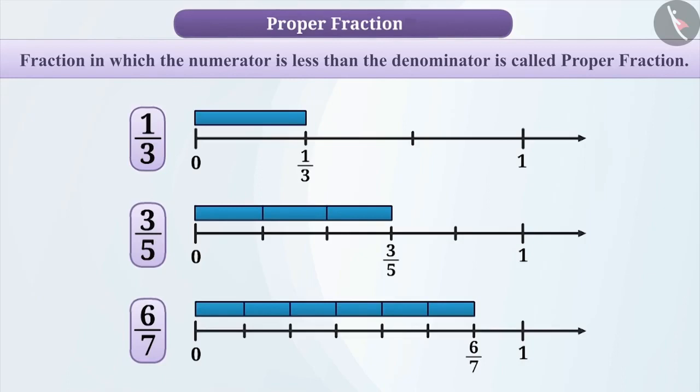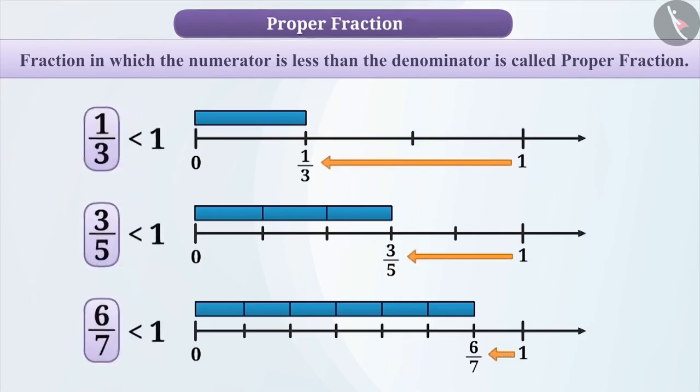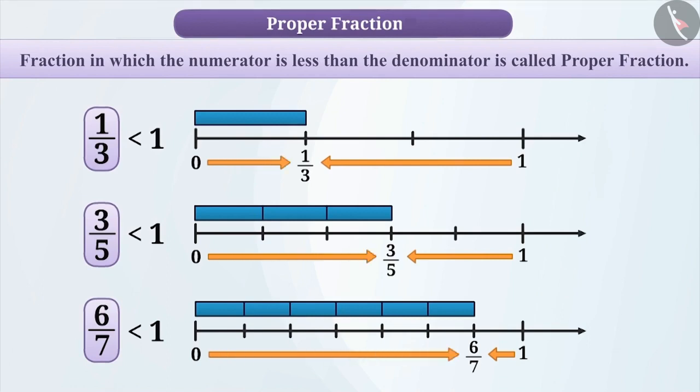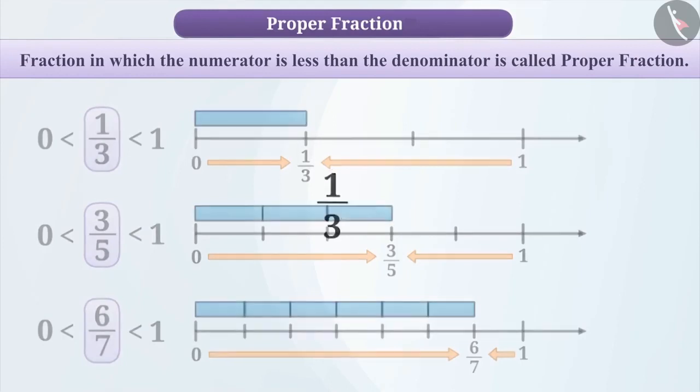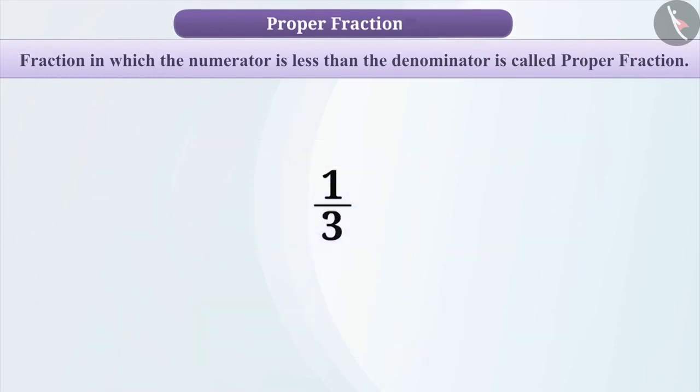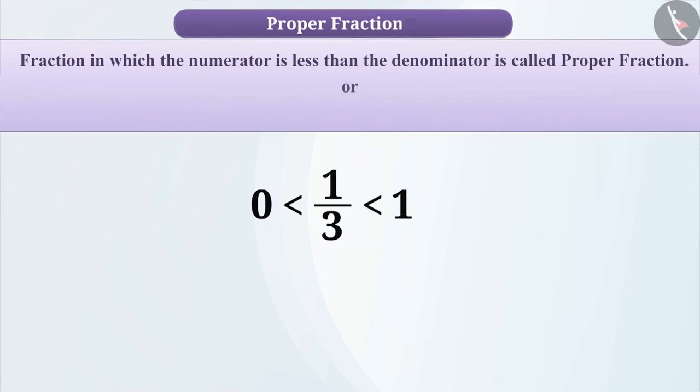If we observe these representations on number line, you must have understood that all fractions which are on the left side of 1 are smaller than 1, and all fractions which are on the right side of 0 are greater than 0. We can say that when denominator is greater than numerator, then the value of the fraction is greater than 0 but less than 1. Fraction whose value lies between 0 and 1 is called a proper fraction.